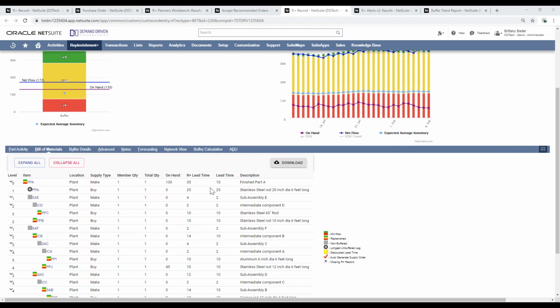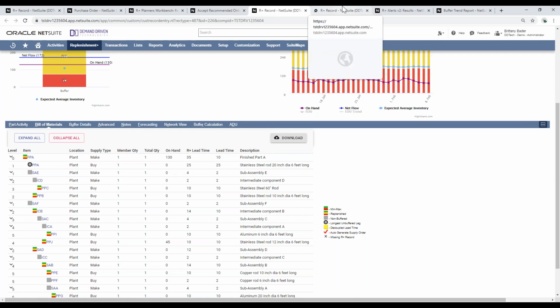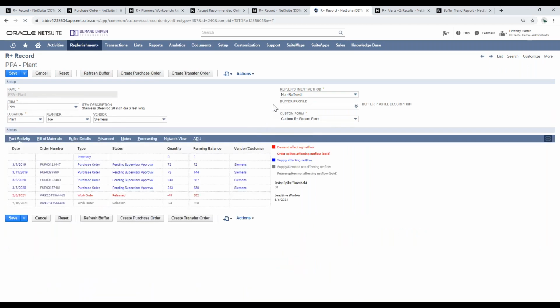So I know that PPA, it might make financial sense to apply that buffer there so that whenever I want to make FPA, PPA will already be available. So I'm going to make that decision to compress this lead time and hold stock of PPA. So I'm going to click on PPA and I'm going to show you how we would decouple within this bill of material. It's a non-buffered part. I don't have any on hand right now, but I'm going to make that financial decision to apply the buffer.